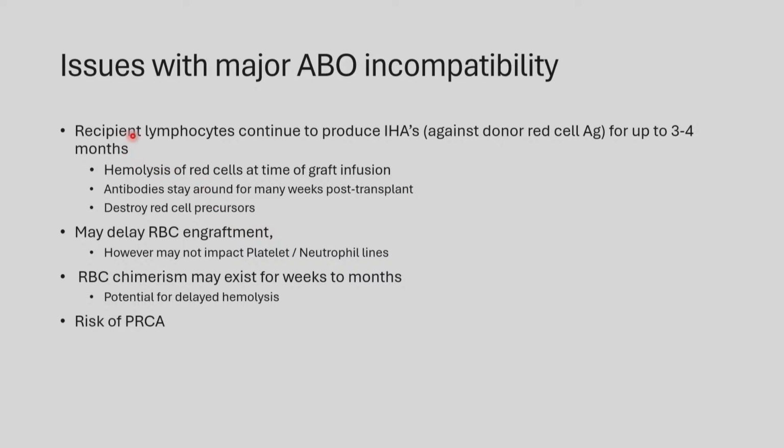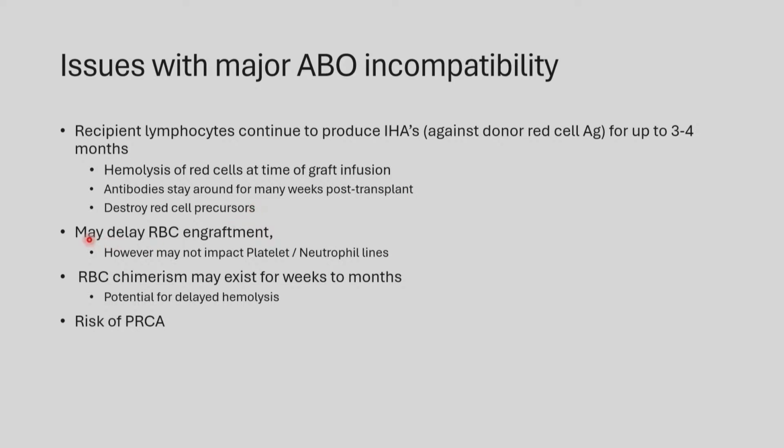So because of the recipient lymphocytes, which produce antibodies against the donor antigens of the RBC, for up to 3 to 4 months, this can lead to hemolysis of the red cells at the time of graft infusion. Antibodies stay around for many weeks, which can cause constant post-transplant anemia because of the hemolysis. And sometimes they destroy the red cell precursor cells, which leads to PRCA.